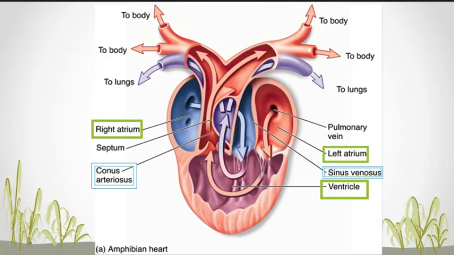So here we are. What did we talk about last time? They had 2 chambers, right? What did we dissect last week? We dissected a fish. Right, 2-chambered heart, remember? And then we have a 3-chambered heart here.